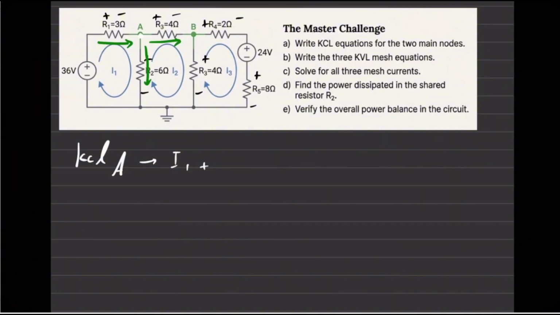So I can say I1 is going to be equal to, for example, I12 plus I2. This is the first KCL.